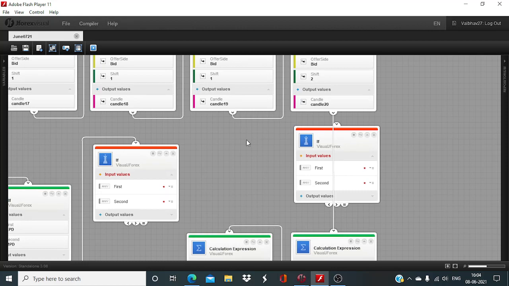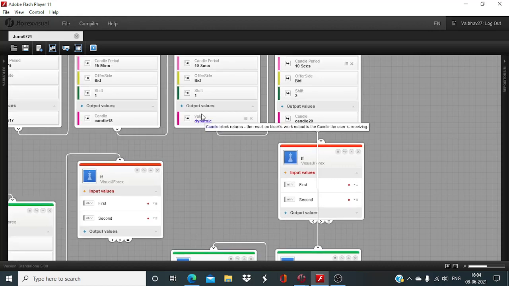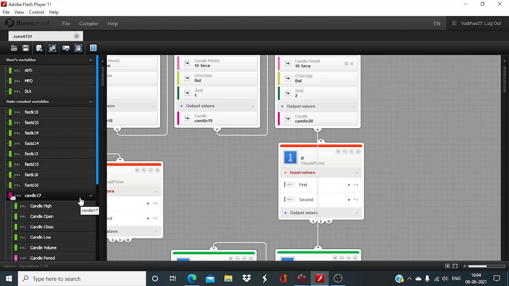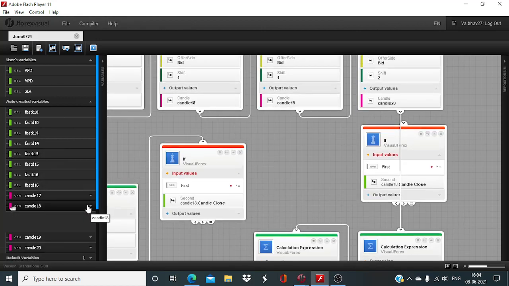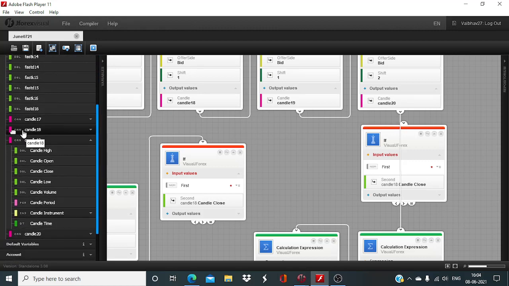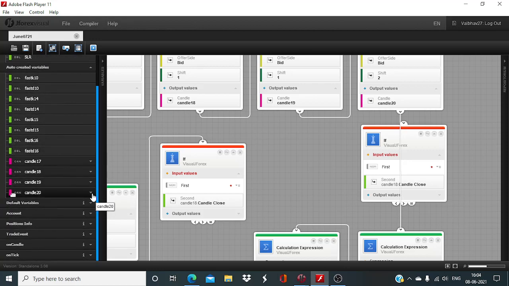So we will have to make sure that the candle 20's close was below the candle 18's close, and after that the candle 19's close was above candle 18's close. So I will take the 18 closes in both these blocks. And first we will consider the candle 20.